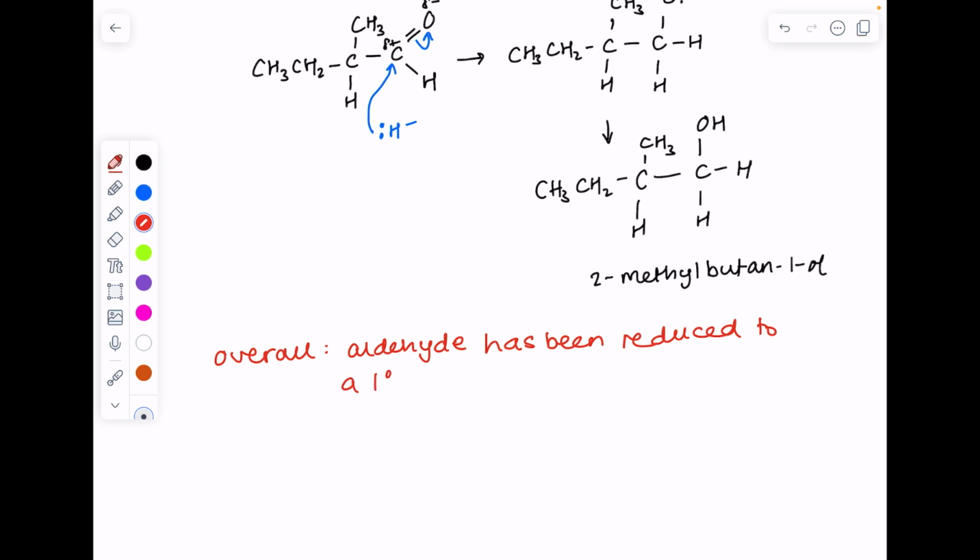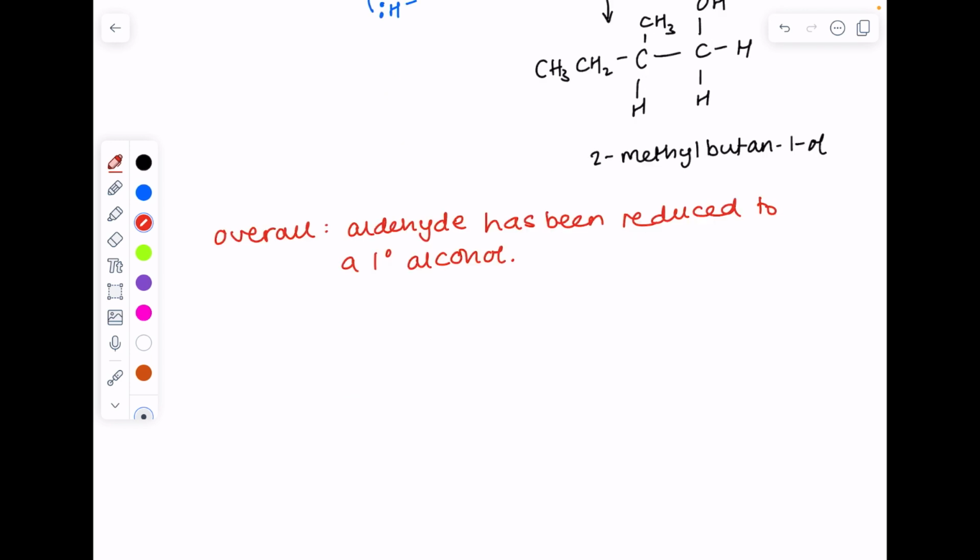So overall, our aldehyde has been reduced to a primary alcohol. And if you want to write a summary equation, you can write this instead of the mechanism. There's CHO for our aldehyde. This represents our reducing agent.